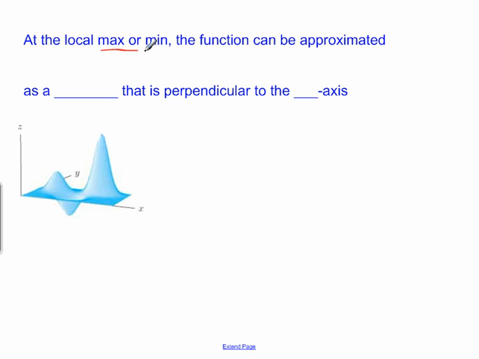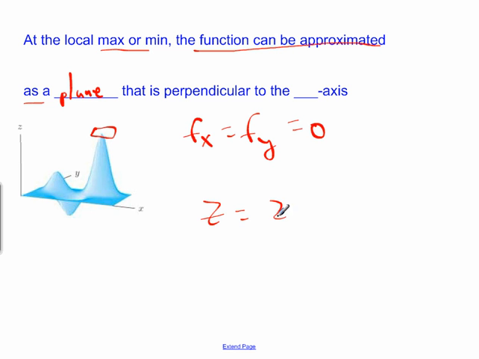So at the local max or min, we could rephrase this slightly differently. The function can be approximated as a plane. Well, the function can always be approximated as a plane. So we can approximate the function as a plane at that point. Since f partial x equals f partial y equals 0, we know that my plane is just going to be perpendicular to the z-axis. So my plane will just be z equals some z value, whatever z value it is there.